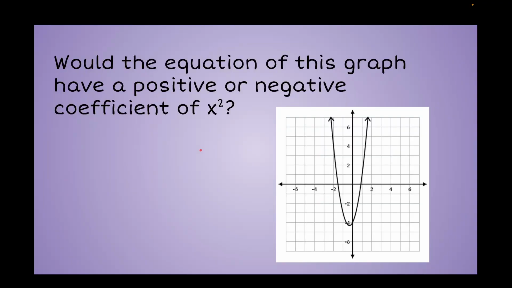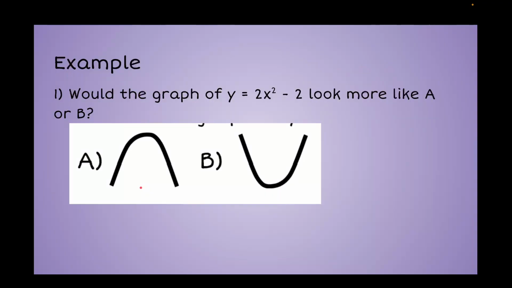Would the equation of this graph have a positive or negative coefficient of x squared? It's going up in both directions. That is the positive one, so this would be positive. What about the graph of 2x squared minus 2? It's again positive, positive is this one that goes up. So b.